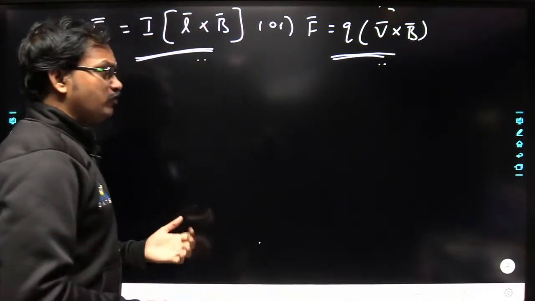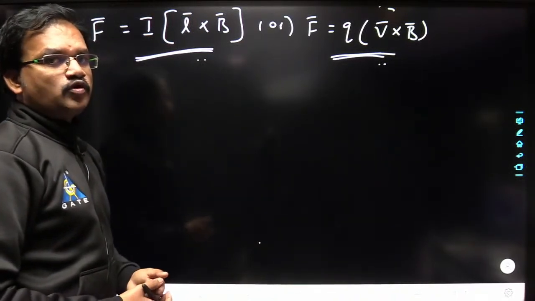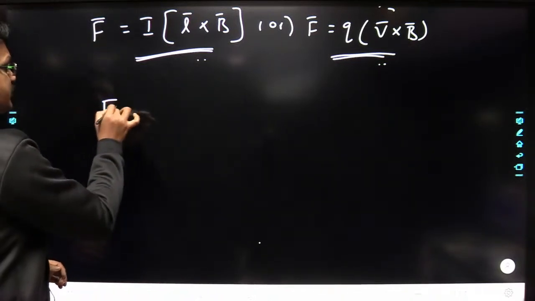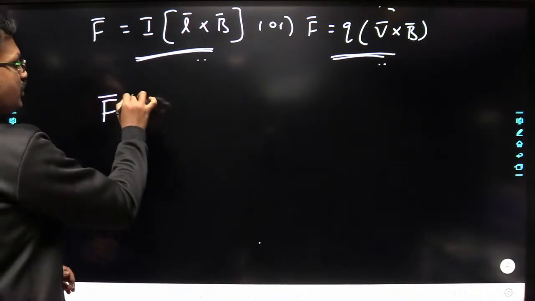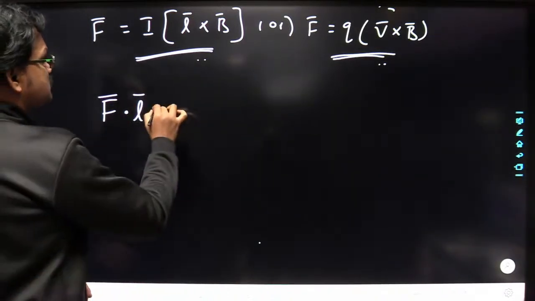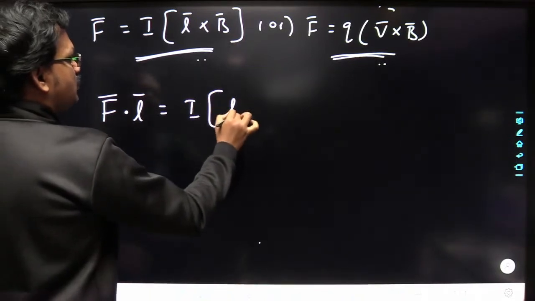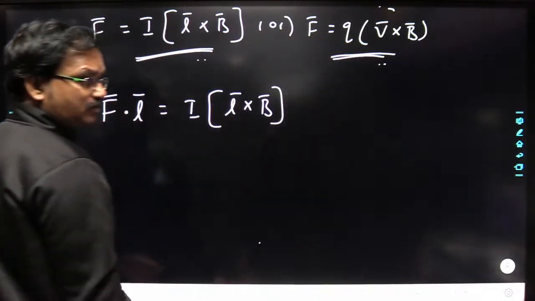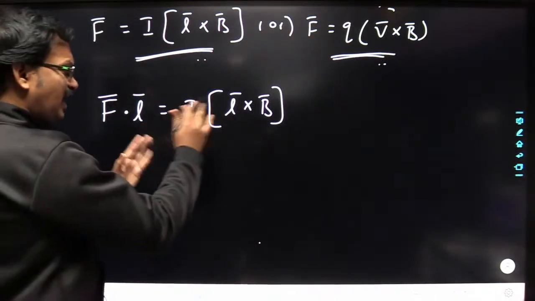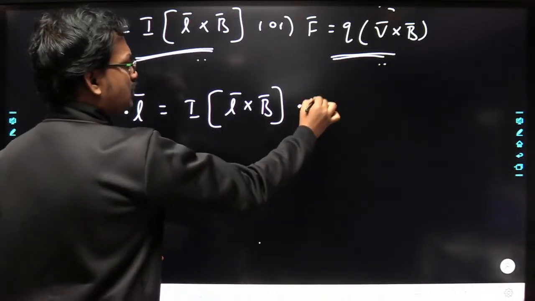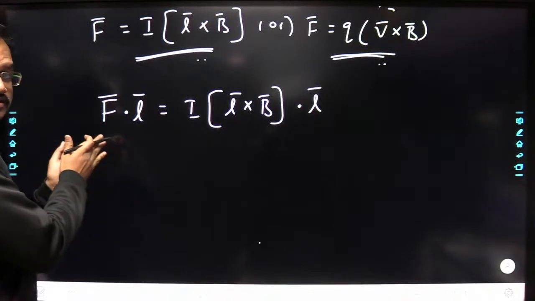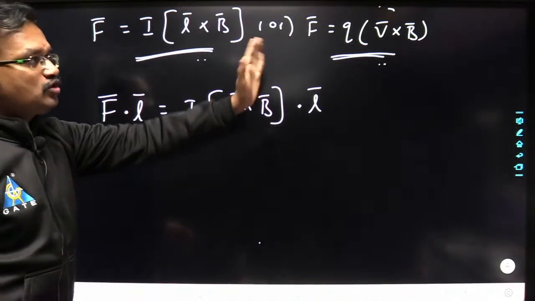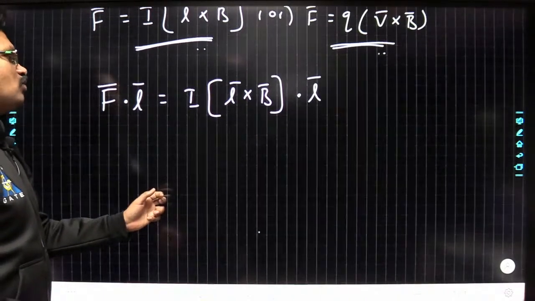We know that work done is nothing but force dot displacement. So F bar dot L bar, which is equal to I into L bar cross B bar, dot L bar. I can use this equation or that one, both are the same. So this is the work done by the B field on the moving charge moving with uniform velocity v. So what is the work done you are going to get?